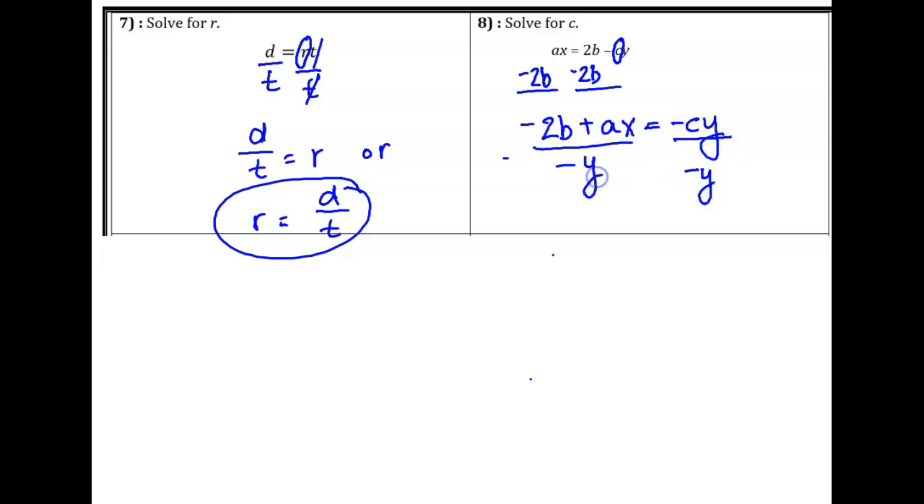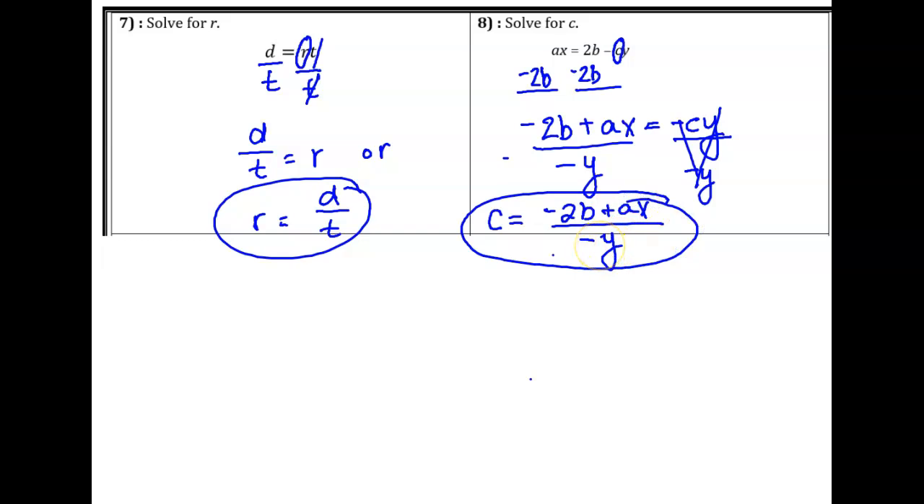Notice I'm doing it for every term. So when I do that, I've got negative 2b plus ax divided by negative y is equal to negative c. So that cancels out, and I'm left with c is going to be equal to, we're going to take the 2b, negative 2b plus ax divided by negative y. Okay?